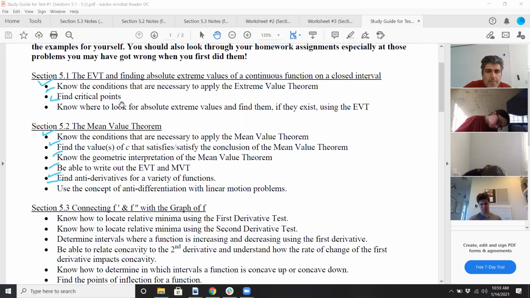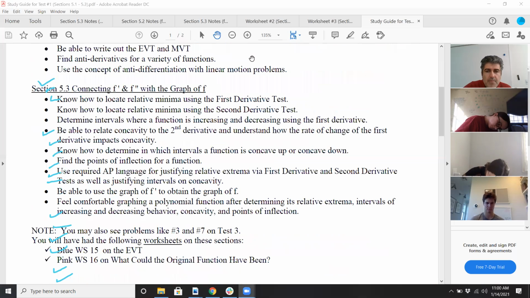First derivative test we talked about. Second derivative test we talked about. Increasing and decreasing we talked about. Concavity we talked about, and how to determine it. Points of inflection we talked about. The required AP language we've talked about. How to get a graph of f prime, and how to use the graph of f prime to obtain a graph of f, we talked about. And that's part of the worksheet. And also just putting it all together, we talked about.